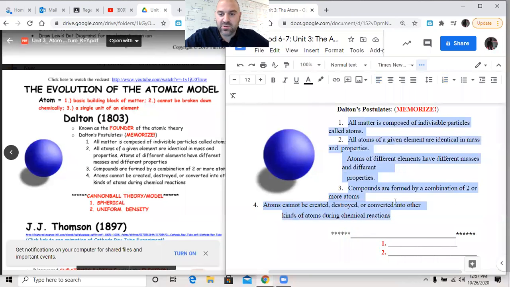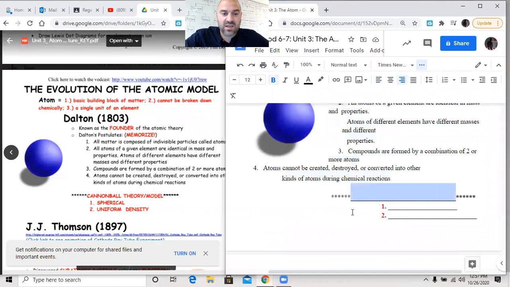And that's pretty groundbreaking stuff because they didn't really have much science to back it up. He just came up with these postulates, and a lot of this was pretty accurate.